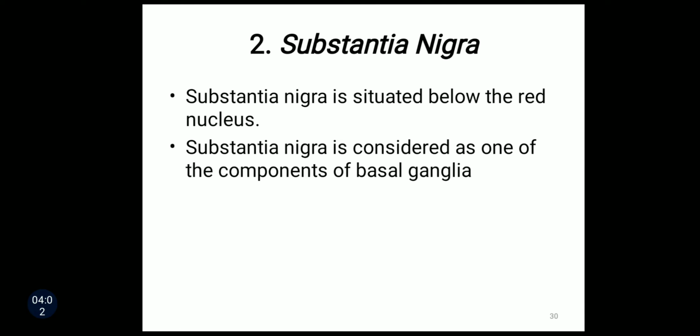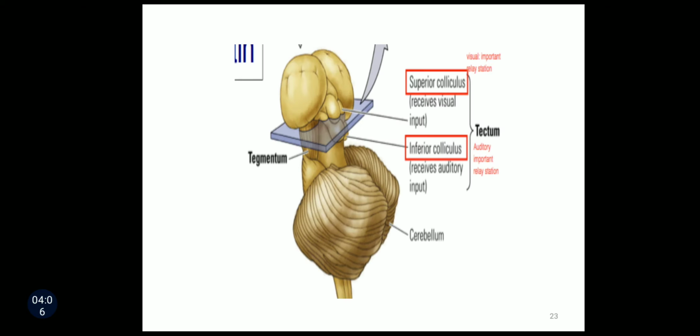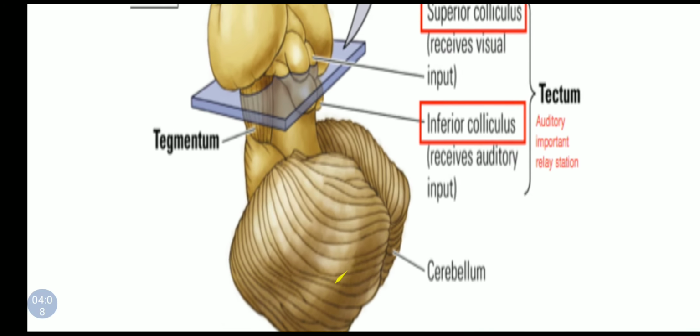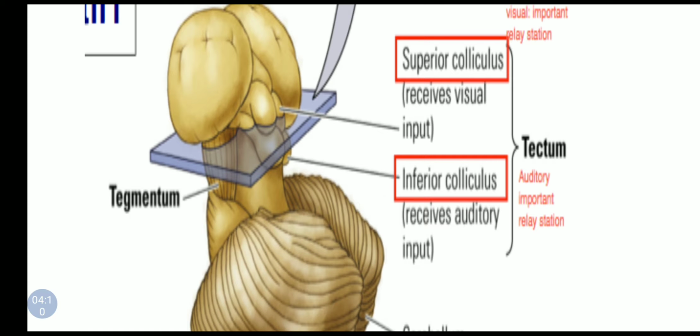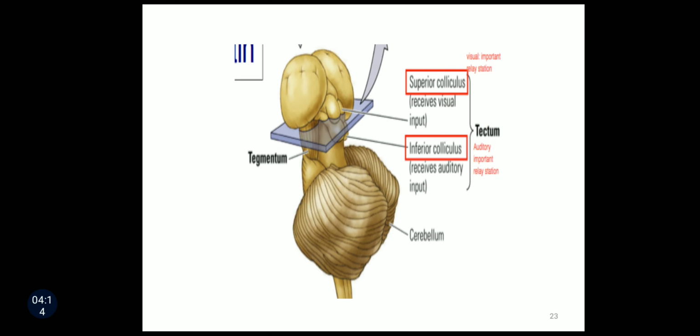Here we have seen the tegmentum. Here you can see this one is the tegmentum. This one is tectum and this one is the tegmentum. Here also you can see tegmentum of the midbrain. Here you can see tectum of the midbrain and tegmentum of the midbrain. So tegmentum of midbrain has got three decussation fibers and it has got a red nucleus.